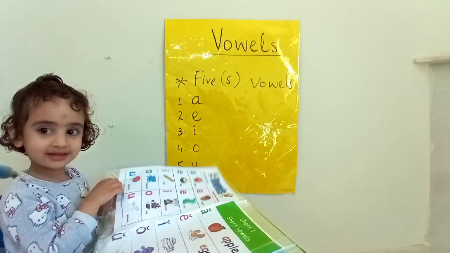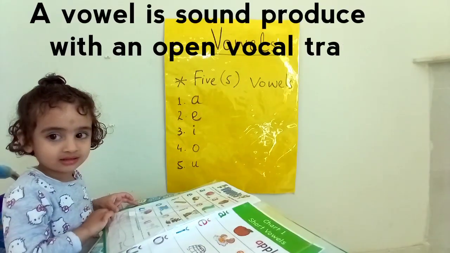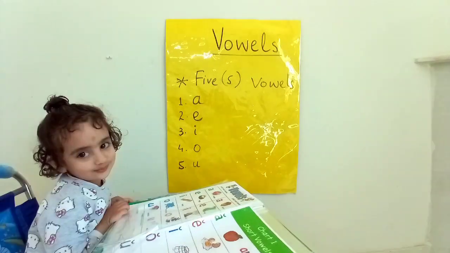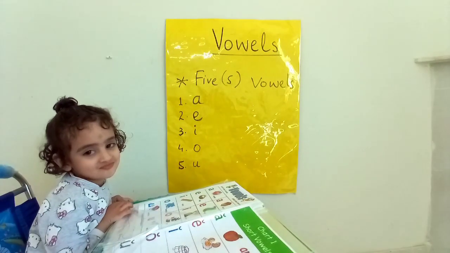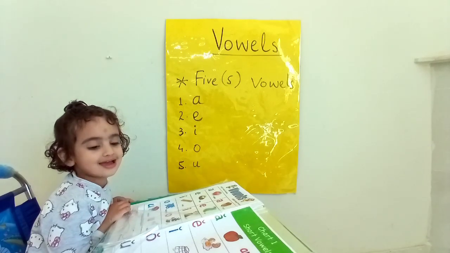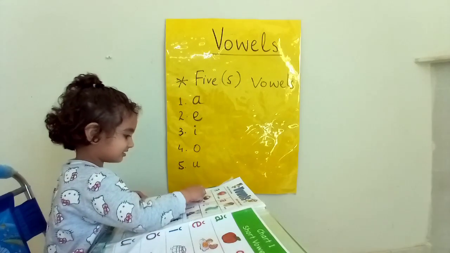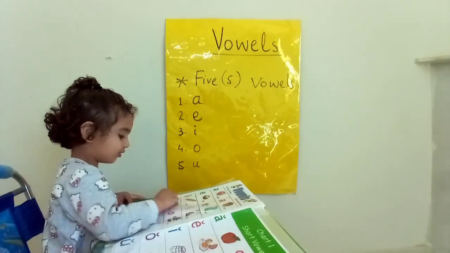Today our topic is vowels. A vowel is a sound produced with an open vocal tract. There are 5 vowels: A, E, I, O, U. A, E, I, O, U.